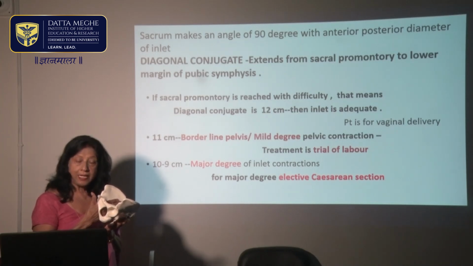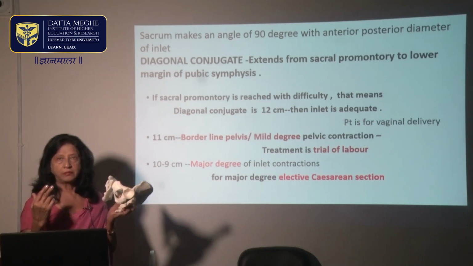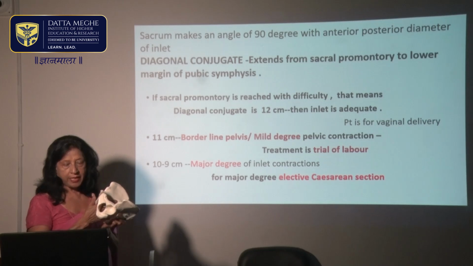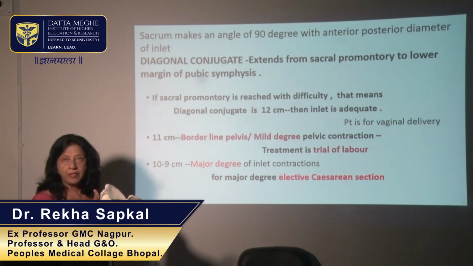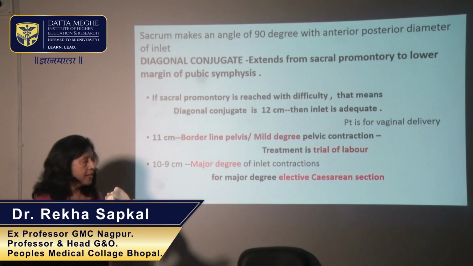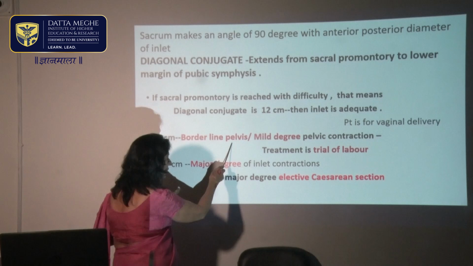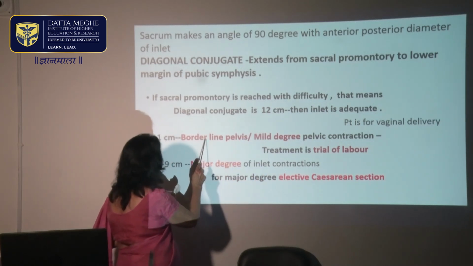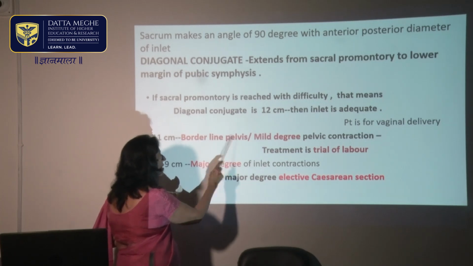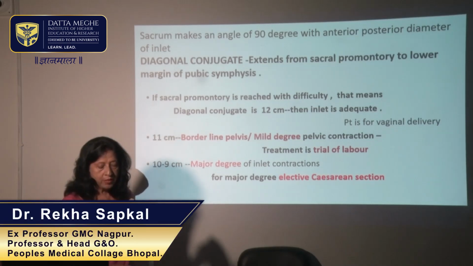I assess the inlet. There, if the diagonal conjugate is 12 centimeter, okay, the inlet is adequate. Patient is for vaginal delivery. Okay. If it is 11 centimeter, 1 centimeter less than that, then it is a borderline pelvic contraction, inlet contraction, or it is also known as mild degree. The best term nowadays we are using is borderline. There, treatment is trial of labor, which means we observe the patient in labor.